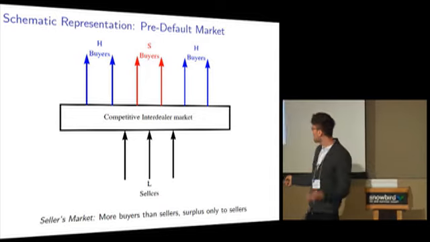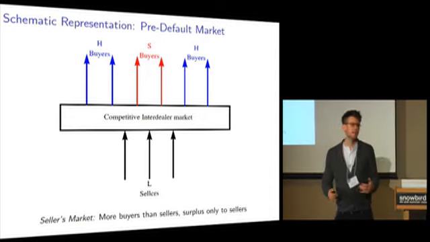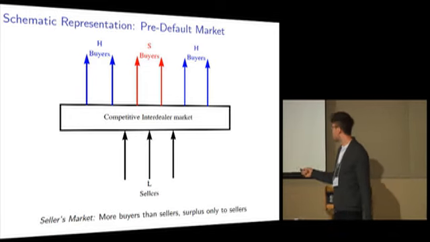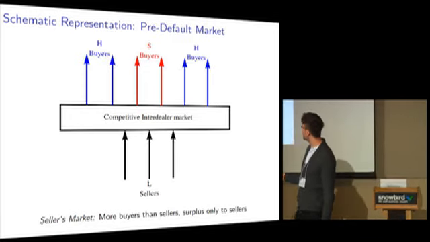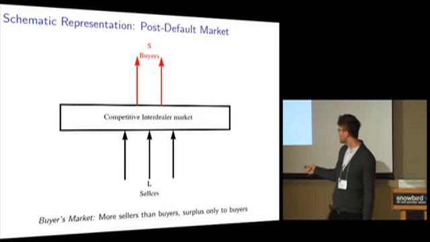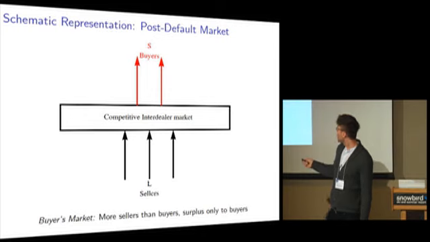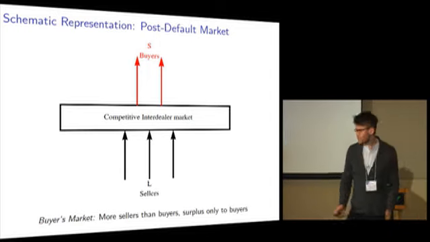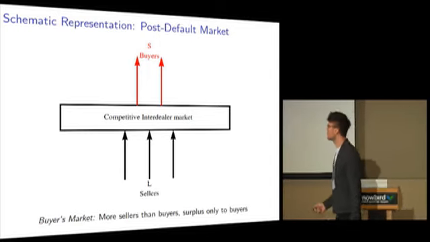And it's a seller's market. There's more buyers than sellers. And essentially, we're going to show that surplus only accrues to the sellers. Now, after default, H buyers cannot buy the asset anymore. So after default, there's more sellers than buyers. The S guys are now the marginal agent, but also they are scarce now. So now it's basically only surplus to the buyers. That's basically a buyer's market.